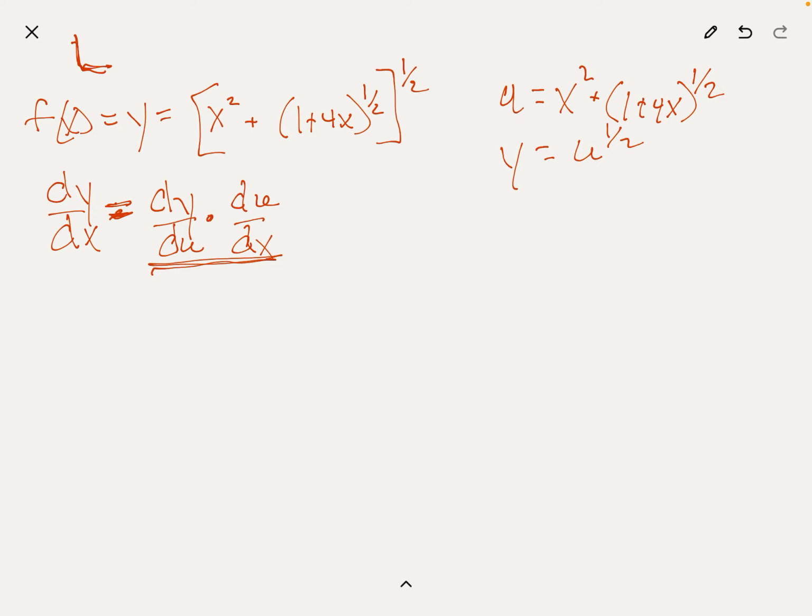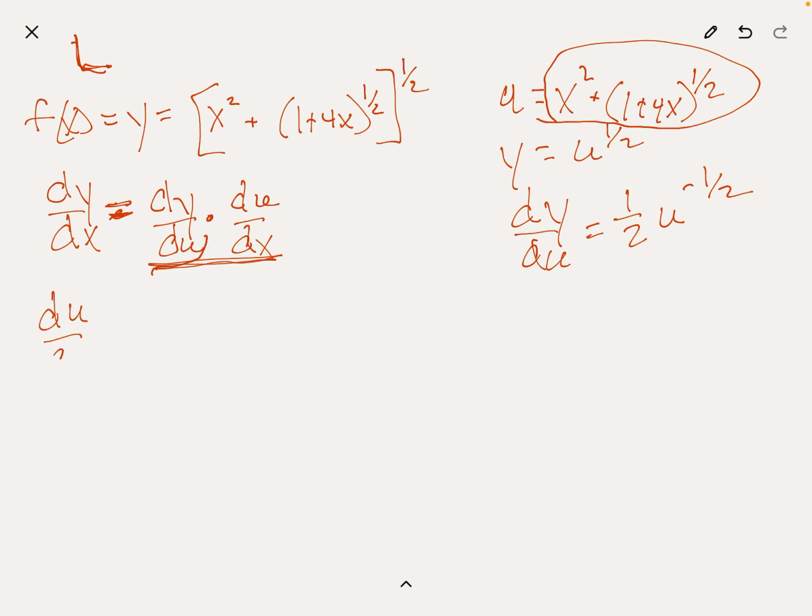Well, that's easy. We can certainly find dy/du. That simply equals 1/2 u to the negative 1/2. So we've got this factor already. We just have to remember at the end, we have to substitute back in for u using this expression. So we'll get to that. So next challenge, what's du/dx?